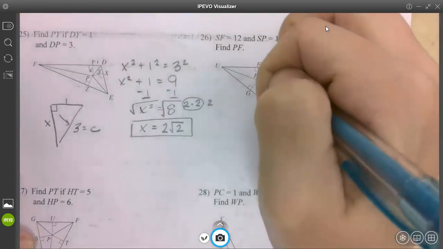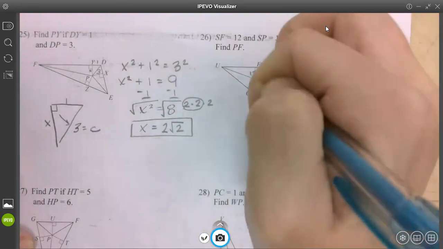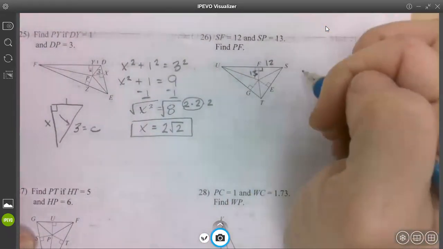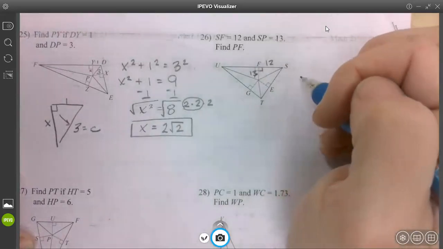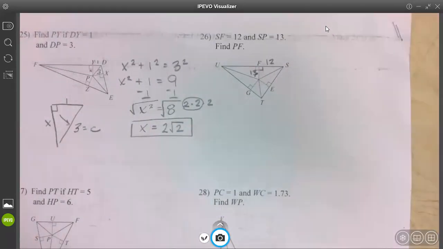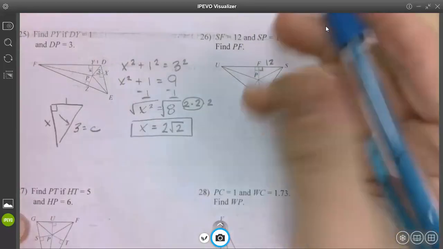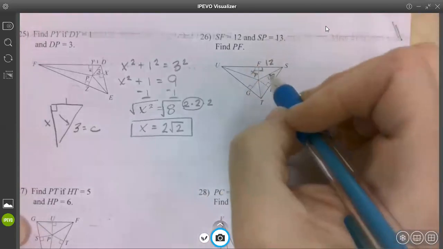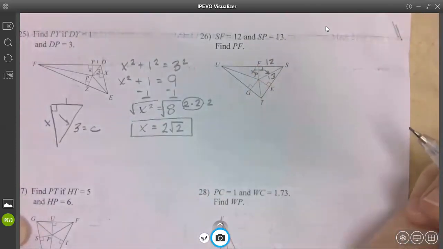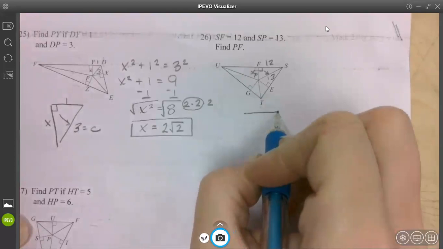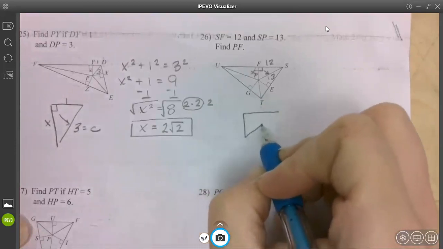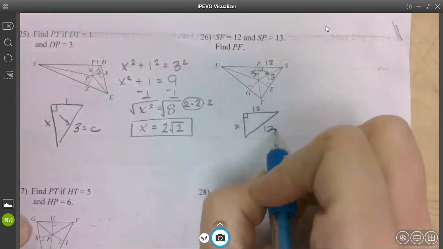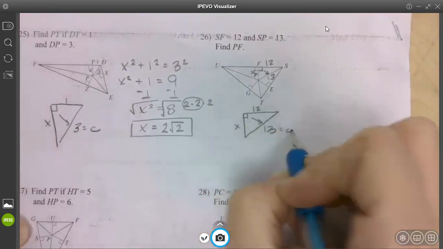Okay. SF is 12. SP is 13, so remember your right angle is here, and it's looking for PF. I'm sorry, I put PF in the wrong place. PF is the X, SP is 13. So again, the one across from the 90 is going to be your C. I'm going to redraw it for you just so you can see it. Your 90 is here, we have X, 12, and 13. So 13 has to be C.